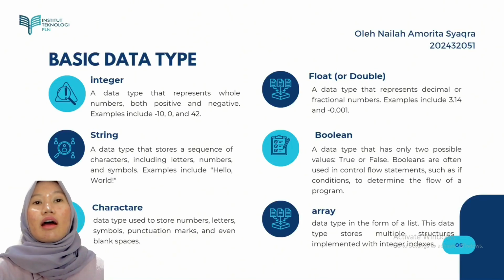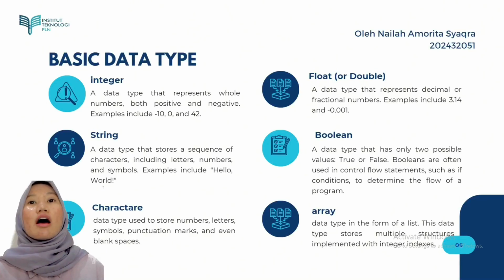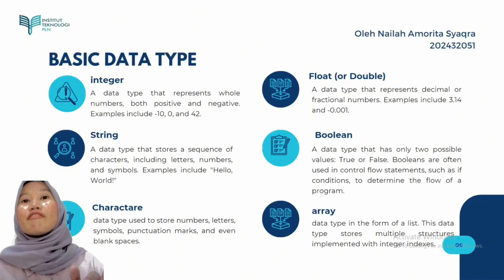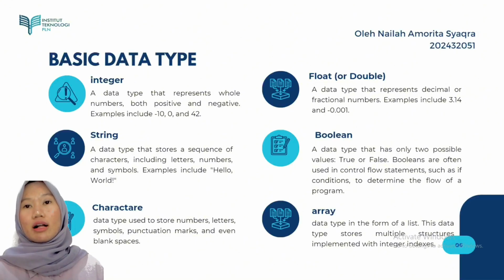Next, character. Character is a data type used to store numbers, letters, symbols, punctuation marks, and even blank space. Next, float or double. Float is a data type that represents decimal or fractional numbers. Next, boolean. Boolean is a data type that has only two possible values, true or false.